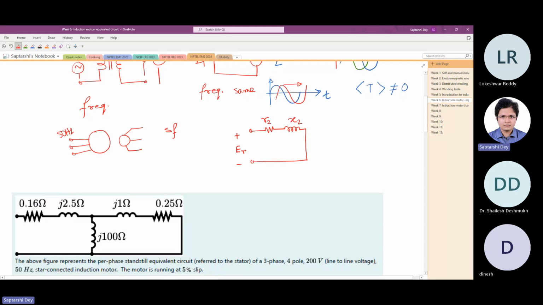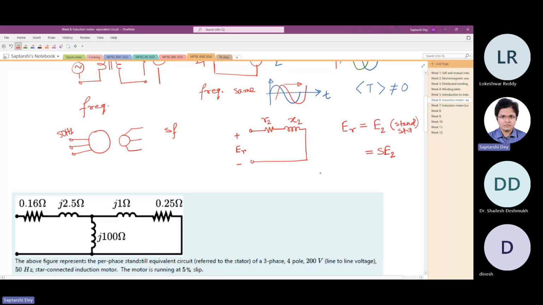R2, X2, these are constants. And the frequency of this rotor EMF is SF. Also, the magnitude ER is equal to, let us say, some standstill value E2. So this is at standstill. Now, when it is rotating, this becomes SE2.